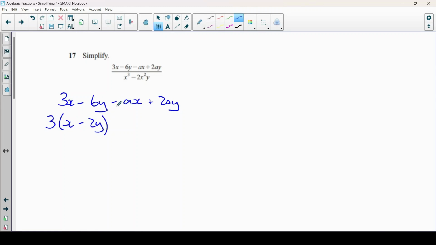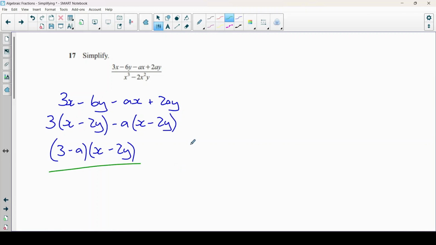And I think I'm going to take a minus a out of both of these and get x minus 2y. Okay, again, if you'd have just taken plus a out, you'd have got minus x plus 2y. That's not the same as that other bracket. That's what's telling you we need to take minus a out. So then I'm left with 3 minus a, brackets x minus 2y. So that's the top done. Let's look at the bottom.